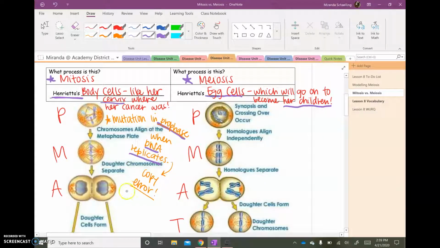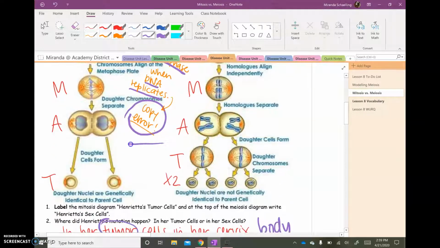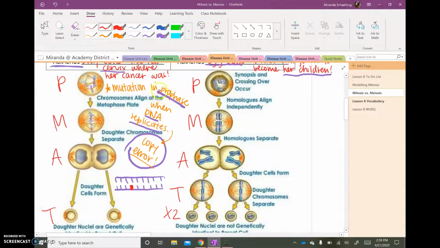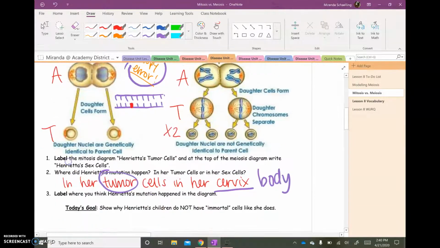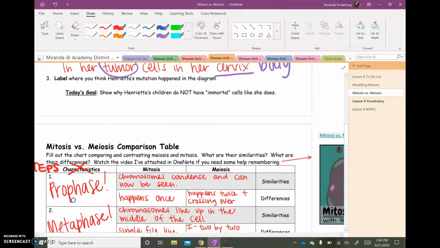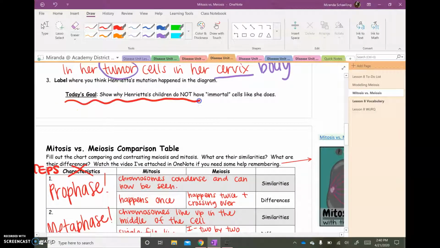What happened was there was a copy error. Remember when we were copying DNA, we have one side of DNA, then it opens up and we make another copy. If there is a mutation, then that could be causing cancer in our DNA replication. So that's where it's going to happen, in prophase or in interphase, depending upon where the cell is in its cycle. Today's goal is to show why Henrietta's children do not have immortal cells like she does.